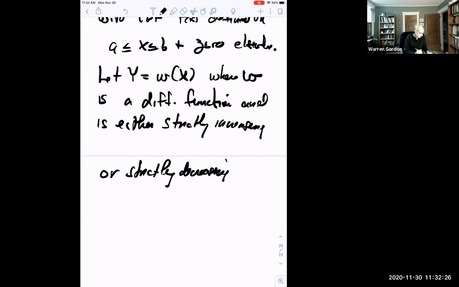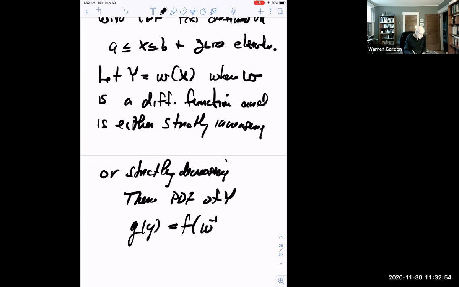Then the PDF of y, which I'll call little g of y, is going to be, well, I'll write it, I think I'm going to write it a different way. Well, maybe I'll leave it this way for now. I'll change it later. The inverse function of y times the absolute value of d by dy of the inverse function of y.